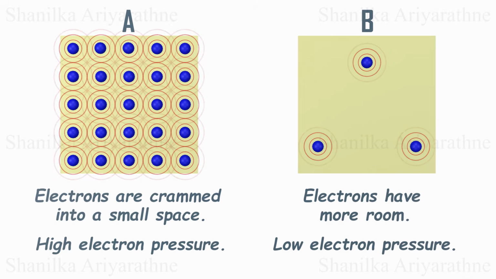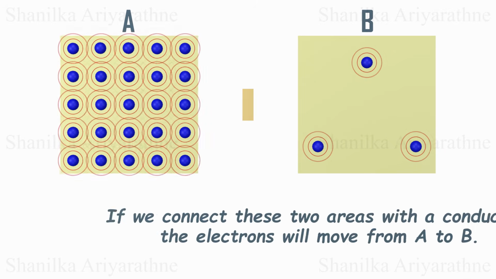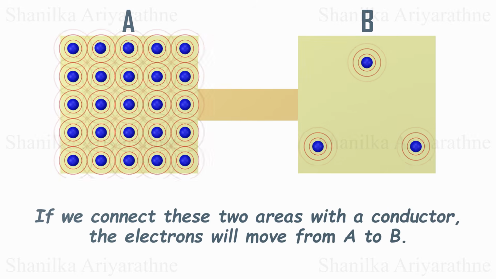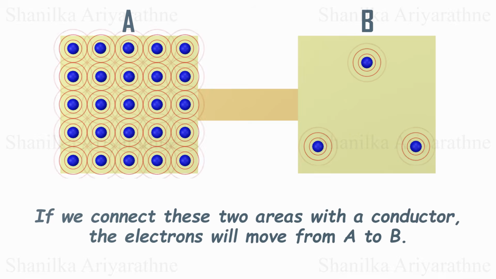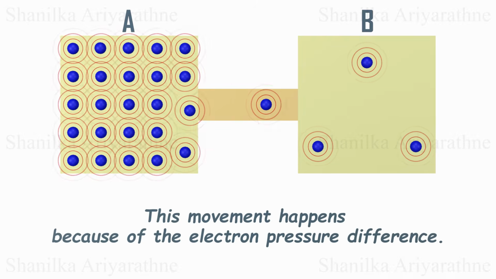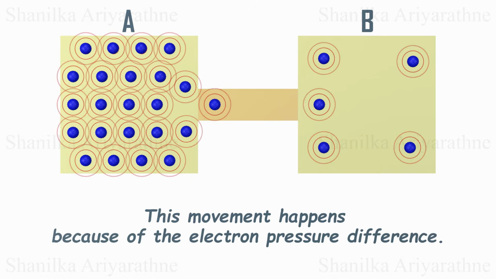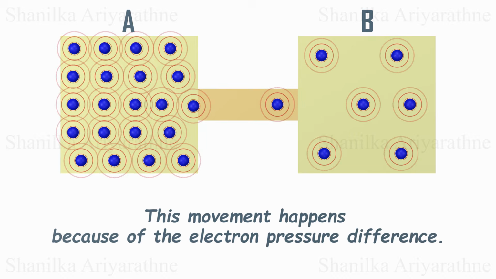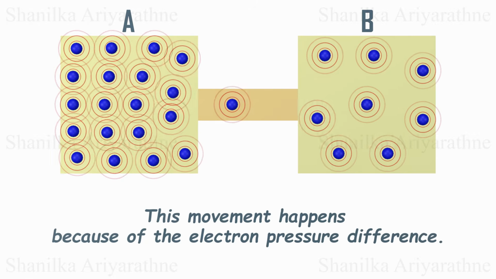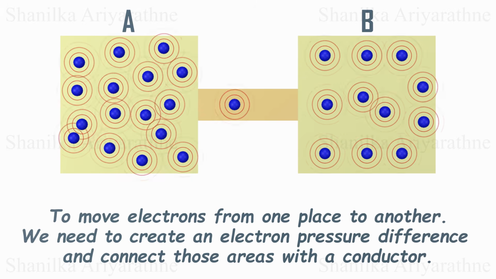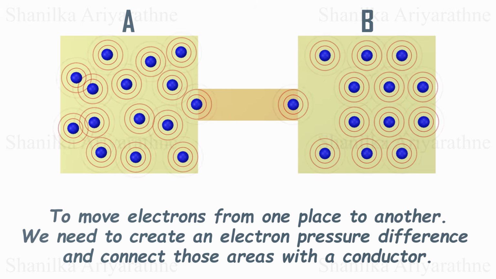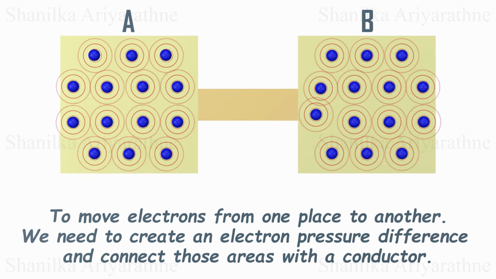Now, if we connect these two areas with a conductor, the electrons will move from Area A, where they are crowded and uncomfortable, to Area B, where there's more space. This movement happens because of the electron pressure difference. It's a fundamental concept in understanding how electricity flows. Now, this is really amazing. We know how to move electrons from one place to another. All we need to do is create an electron pressure difference and connect those areas with a conductor.